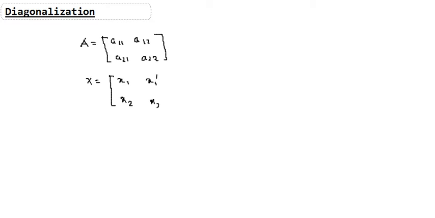Before going to the concept, I want to revisit the concept of matrix multiplication. Suppose we have a 2x2 square matrix A, with entries A11, A12, A21, A22. And we have another matrix X, of the form x1, x2, x1 dash, x2 dash. This is again a 2x2 square matrix.